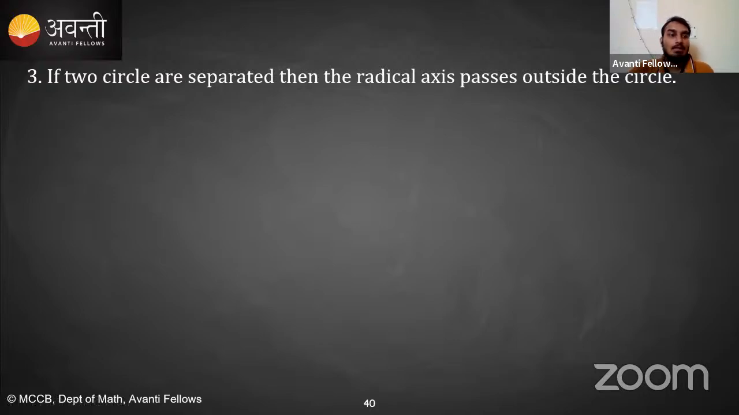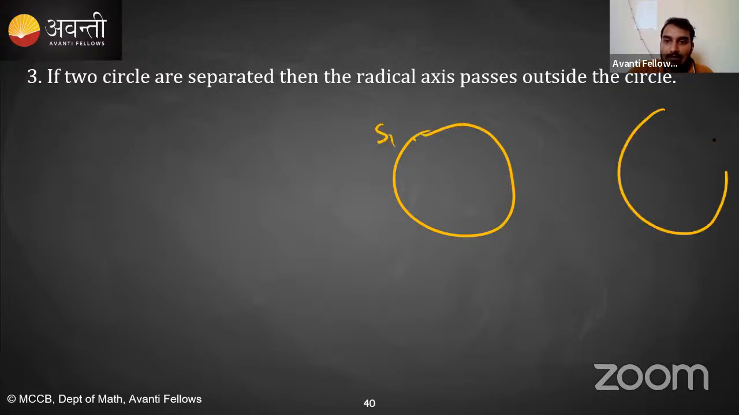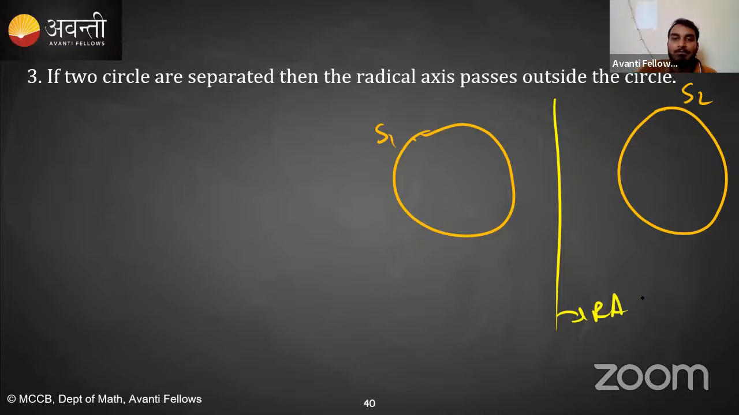The third property is, if two circles are separated, let's say there are two circles. Very good, Bhumika. If two circles are separated, let's say this is a circle S1 and this is a circle S2. If these two circles are separated, then the radical axis will pass outside the circles. So this would be somewhere the radical axis. Two circles are separated, then the radical axis will pass outside of the circles. That's it. So this is the third point.